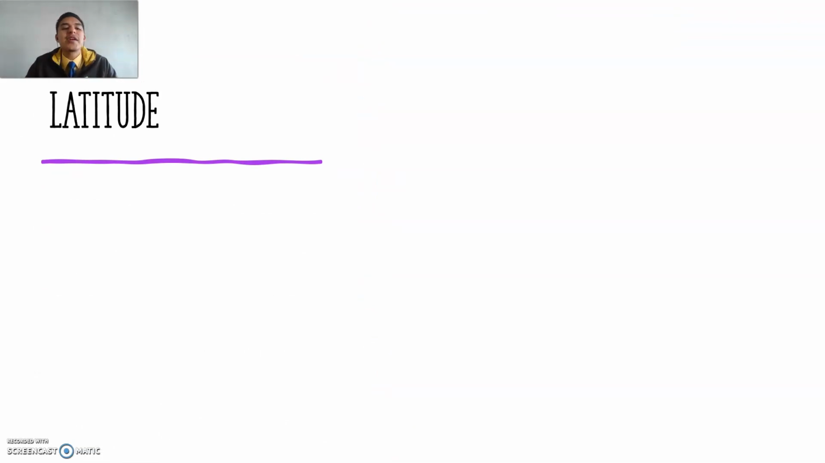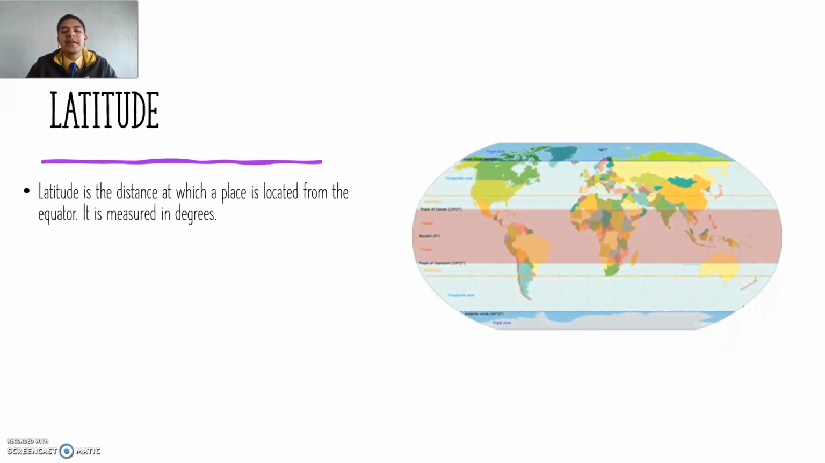Okay, and let's start talking about latitude. What is it? So, here we have a very interesting picture. Latitude is the distance at which a place is located from the equator. It is measured in degrees. You know that the equator is like the central line that we have going through Earth, which is right here. So basically, the latitude is the distance from the equator to that specific place.